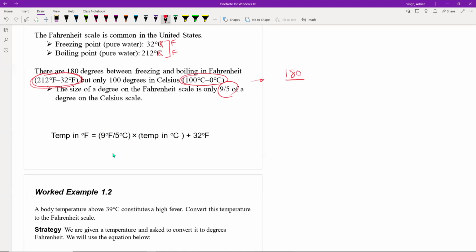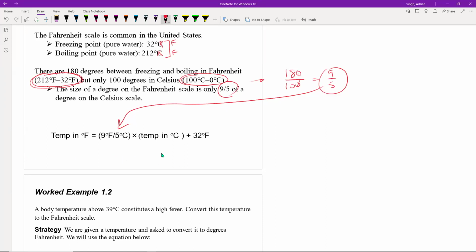differences in the degrees between those two reference points, right? So between the boiling point and freezing point of water on the Fahrenheit scale, we have 180 degrees. On the Celsius scale, we have 100 degrees. If we simplify this, we end up with 9/5. Okay, and that's where that actually comes from. It's not something that we make up. It actually comes from the relationship.